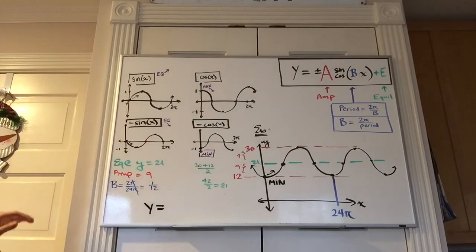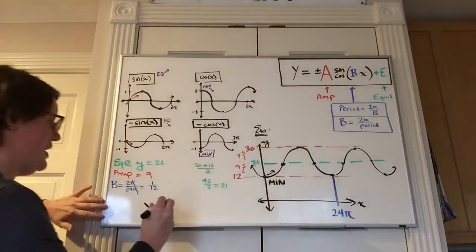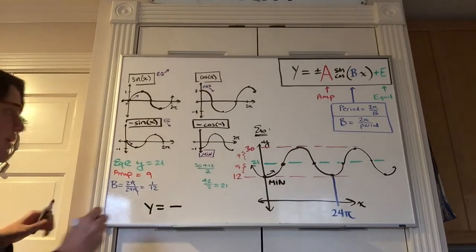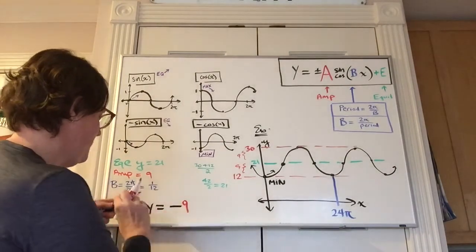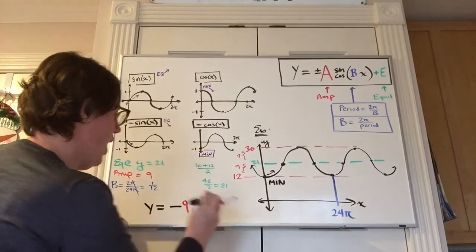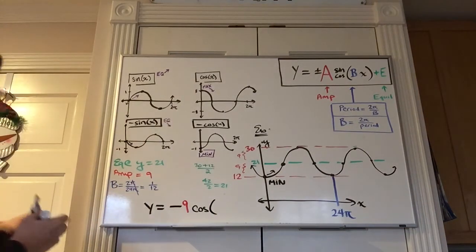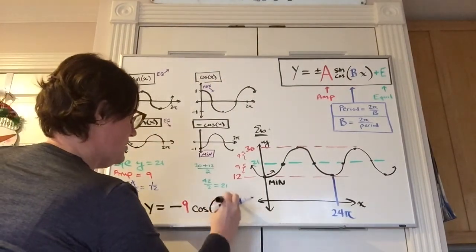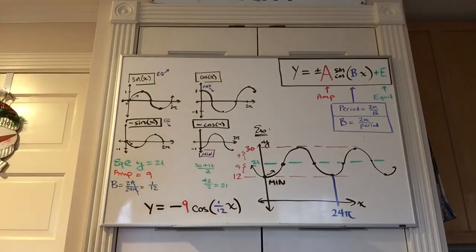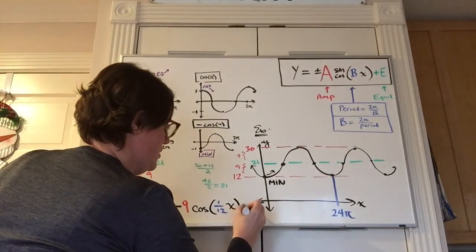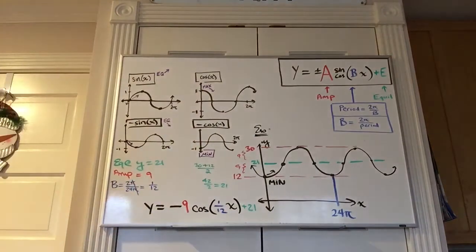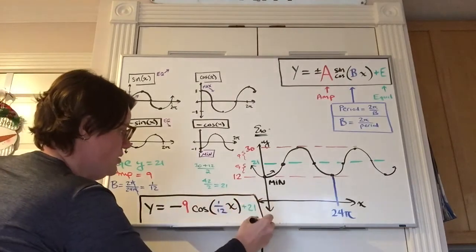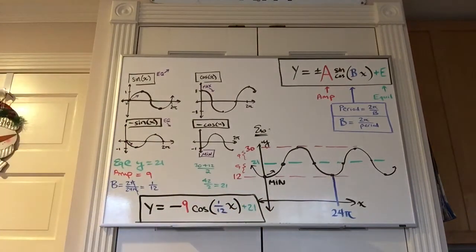So the only thing I have to do is when I write my equation, in front of the amplitude, I'm going to have a negative sign. The negative is why the cosine is flipped upside down. So this is going to be negative 9 times the cosine of my b value, the thing that goes inside the function, which is 1/12 of x, and then I have an equilibrium line of plus 21.